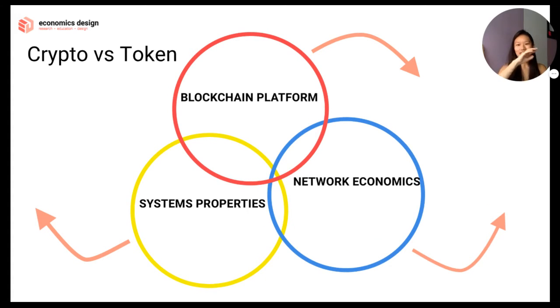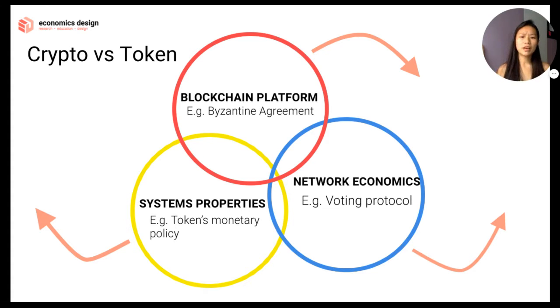So when we look at token versus crypto versus token economics, what do we look at? We look at 3 different circles. One is the blockchain platform, one is the network economics, and one is the system properties. What do they mean? When we look at blockchain platform, we're looking at the different kinds of platforms available, like Ethereum, Bitcoin, EOS. These are the different blockchain platforms. So you can think of it as the system architecture to build your network upon.